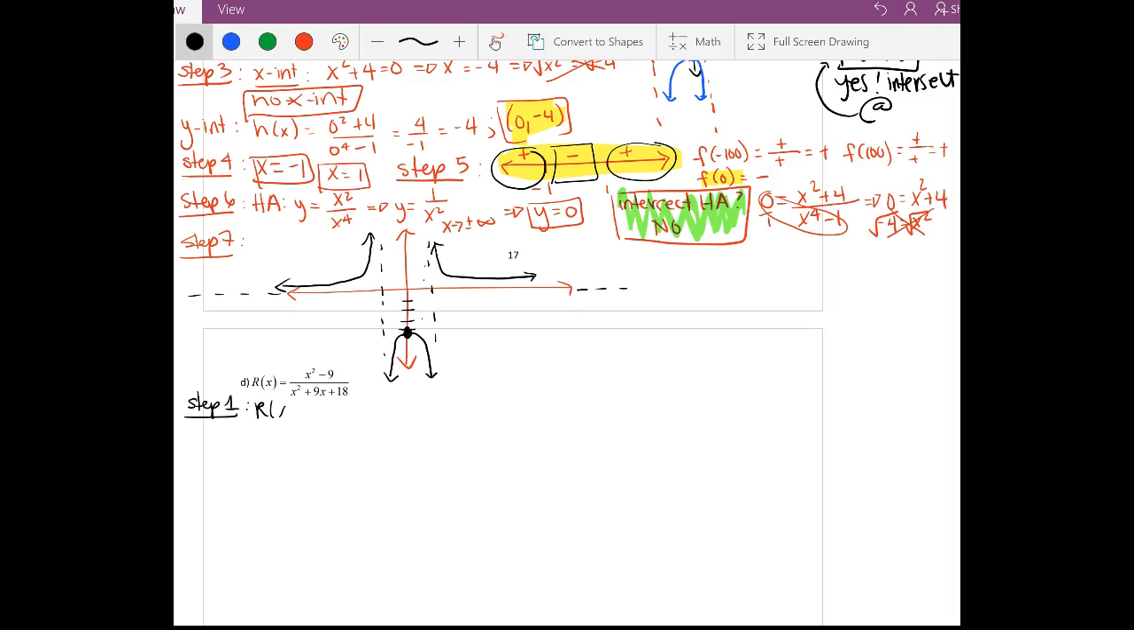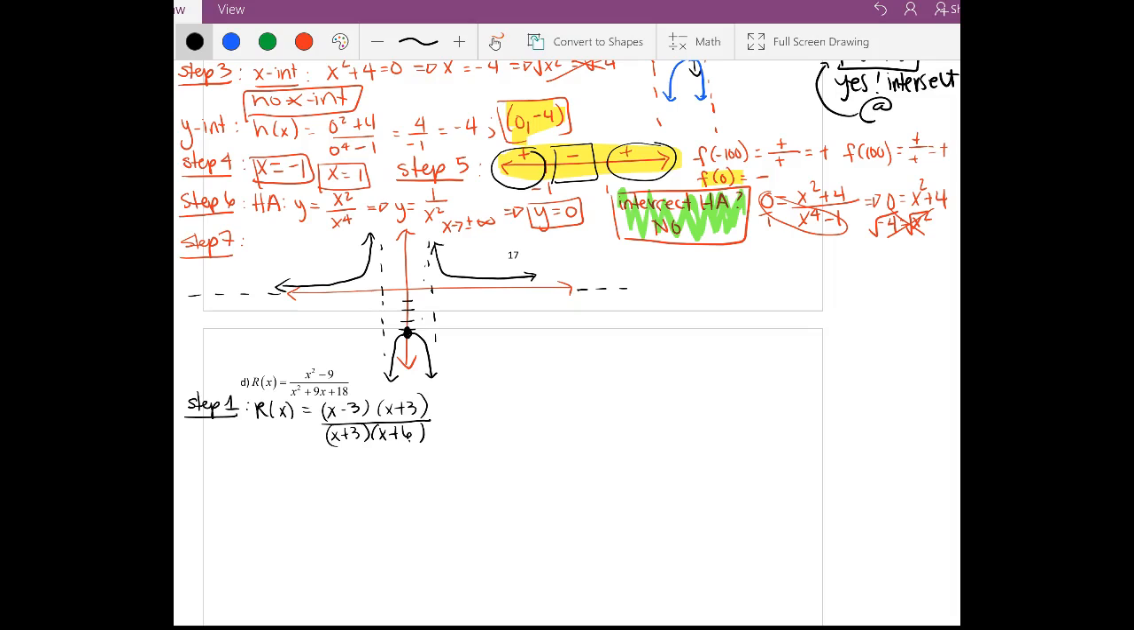So R of x equals x minus 3 times x plus 3. Those are the factors for the numerator. The bottom, I need to multiply to give me 18 and add to give me 9. So I should have an x plus 3 times an x plus 6. Quickly and mentally check it, make sure it works, okay? 3 times 6 is going to be 18. And then when I add them together in the middle, I should end up with positive 9x.